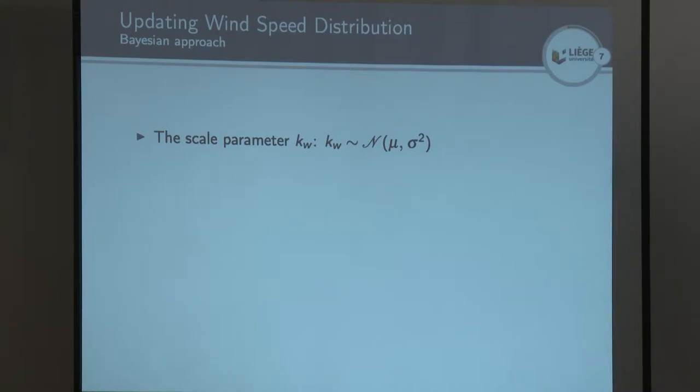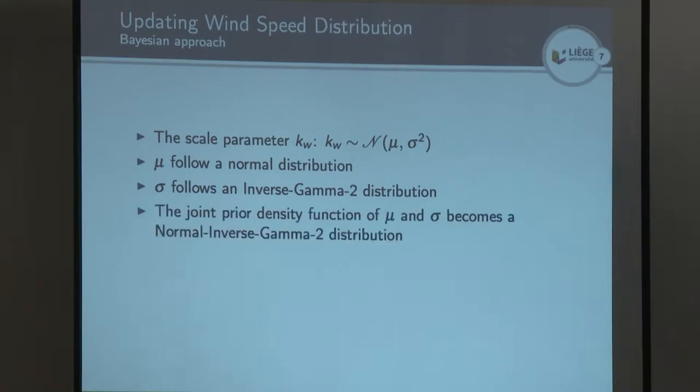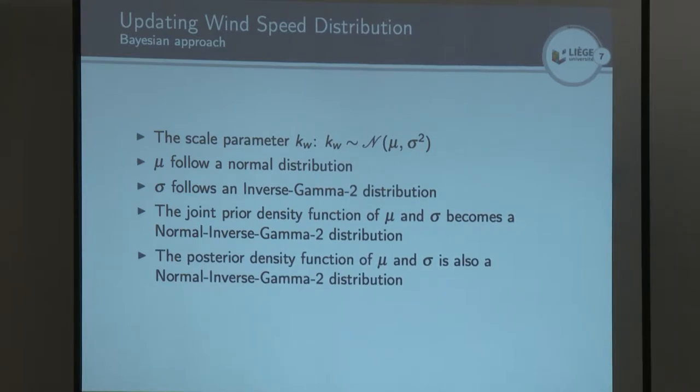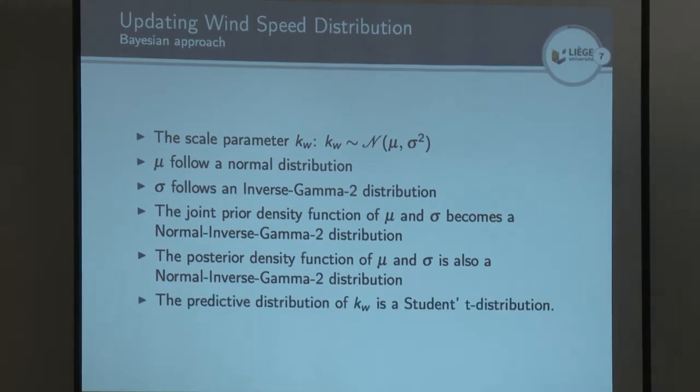So just to summarize, we have the scale parameter following the normal distribution with mean mu, and then sigma following an inverse gamma 2, and then the joint distribution and the posterior density function of mu and sigma, and so on. It's a conjugate distribution, and the predictive follows the Student's t distribution for the scale parameter. And following that, I can update the wind speed distribution over time using the measurement data.